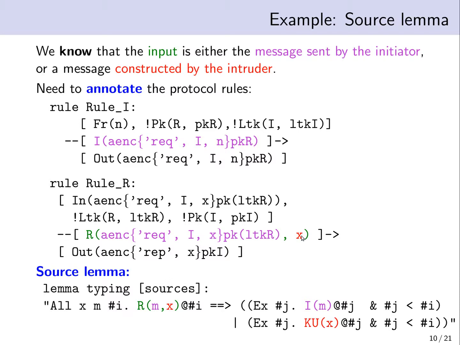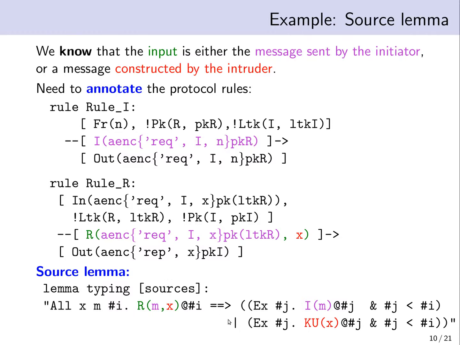And then I can write a source lemma, which says what we intuitively knew. Here the lemma is called typing and has the annotation sources in order to tell Tamarin that it's a sources lemma. It says that for all variables x and all messages m and all time points i, if I have the responder rule here for the message m and the variable x at time point a, where these @ signs specify time points, then there exists a time point j such that the initiator output the message m at this time point j and j was before i.